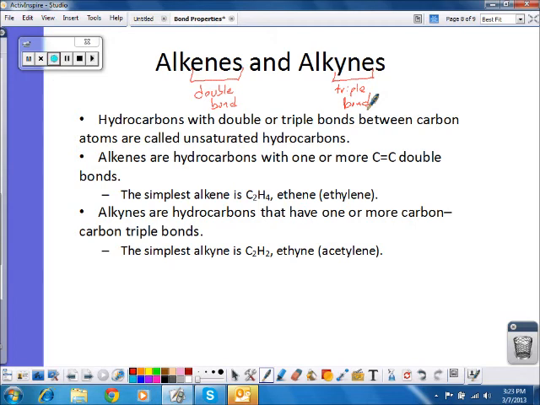So if you remember way back at the beginning of the year, the alkanes are all single bonded. So the A-N-E ending means single bond. So pentane is all single bonds. Pentene would have at least one double bond, and pentyne would have at least one triple bond. So you can see here the simplest alkene is ethene, the simplest alkyne is ethyne. And in parentheses you have the common names for these things, ethylene and acetylene. And then these are the systematic names.